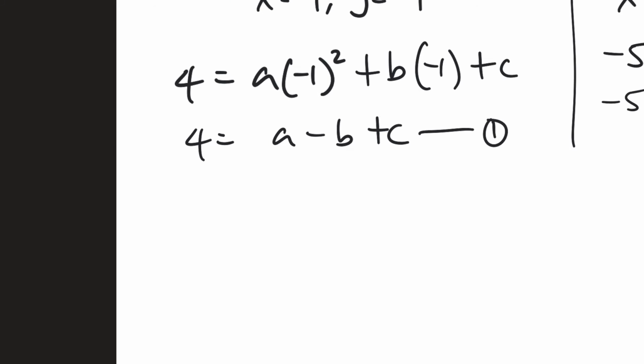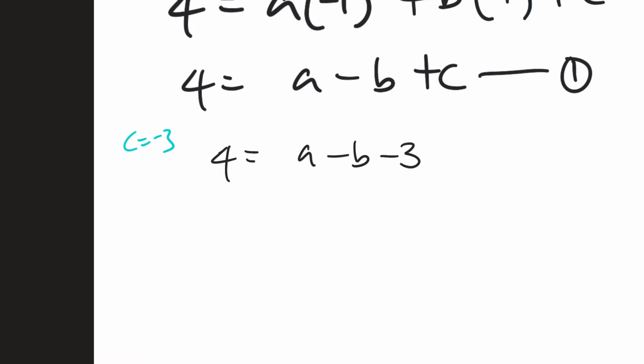Since we know that C equals -3, we can say 4 equals A minus B minus 3. I don't like this -3, so I'm going to move it to the other side. I'm going to add 3 to both sides. Okay, I like this equation. I'm going to call this equation 3.